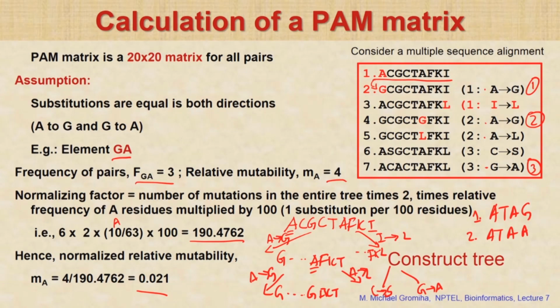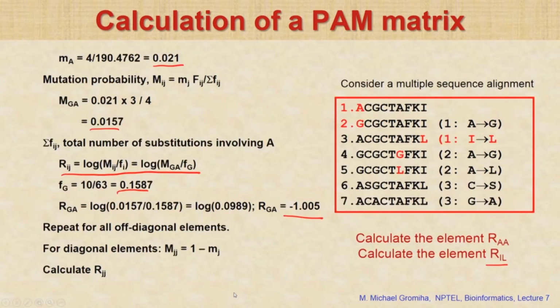Now, we get the normalized relative mutability. It is only one isoleucine mutation, so 1 by 76.2, which is equal to Mi equal to 0.013. Then we get the mutability of isoleucine to leucine, MIL, we can get these numbers. So, we get 0.013 multiplied by only 1 divided by only 1. So, this is equal to 0.013. Now, we get the Rij. We take the logarithm of these values, and finally you get this value as minus 0.685. You can work out in your free time. This is for the off diagonal elements.